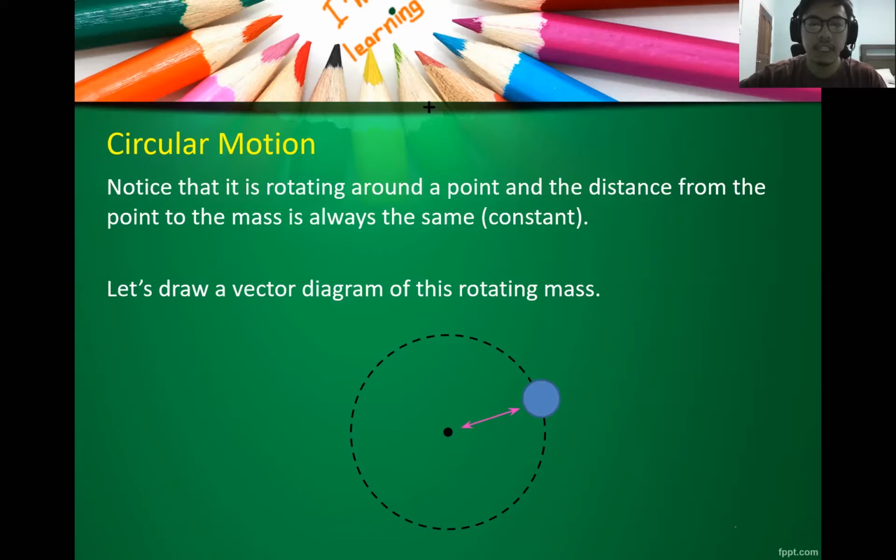So if the mass is moving around and has reached this point, for example, let's say the mass is over there this time, the distance or the radius from the center of the circle to the mass is still the same because it's a circle. The velocity of this mass is pointing in this direction here, like in this diagram, whereas the acceleration of the mass is pointing towards the center of the circle.